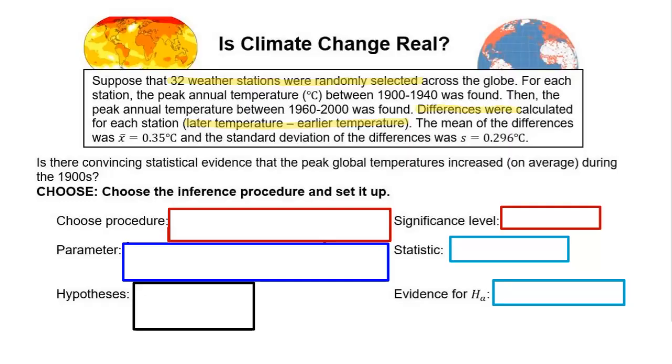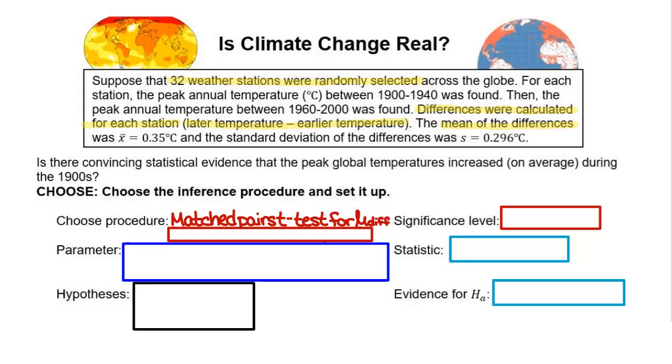Says the differences were calculated for each station. And then over here it says the mean of the differences. So the average after subtracting. What do you guys think the name of this procedure is? One sample t-test for mu-diff, or you could call that same test what? A matched pairs. So you can call it matched pairs t-test for mu-diff, or a one sample t-test for mu-diff. I don't care which way you name it, both of those are considered acceptable. Whichever way helps you remember best.